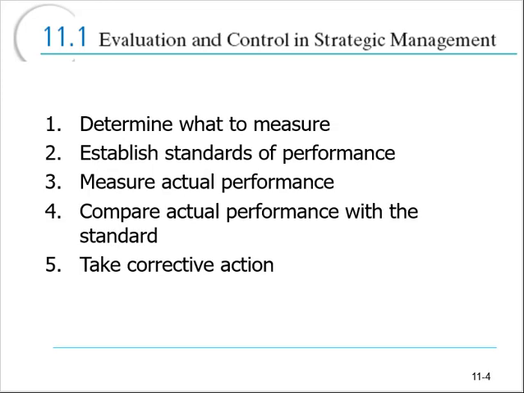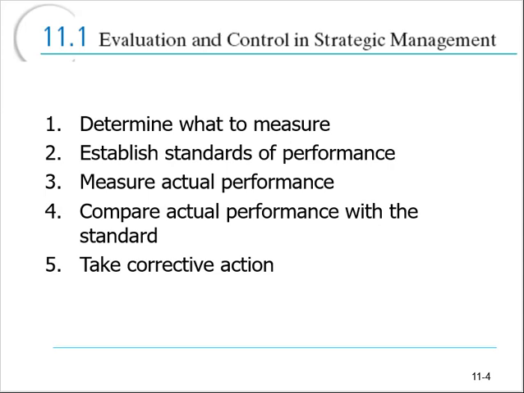While evaluation and control is one of the most overlooked components of the strategic planning process, it is one of the most important components of the strategic planning process. Here are 4 steps that you should follow when engaging in evaluation and control. First, you need to identify what needs to be measured. Second, set standards, set performance standards. So this is what's important, and this is what I want to achieve. Then decide on a mechanism to measure that performance.